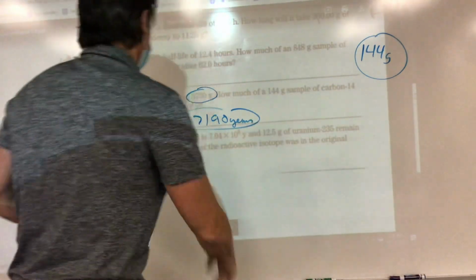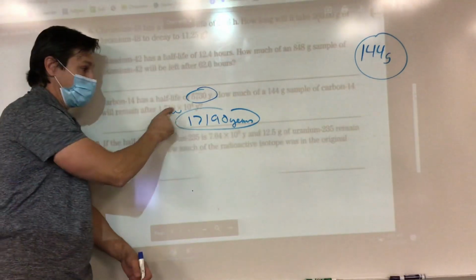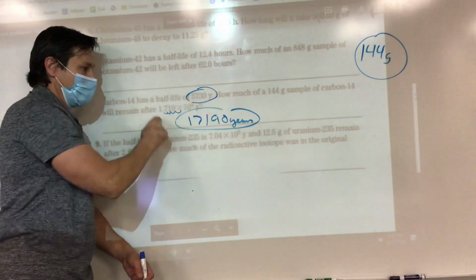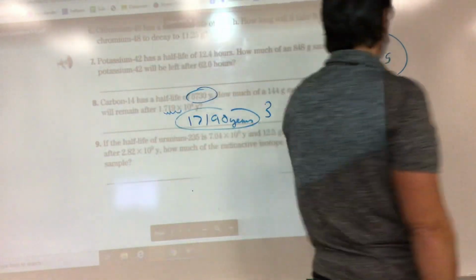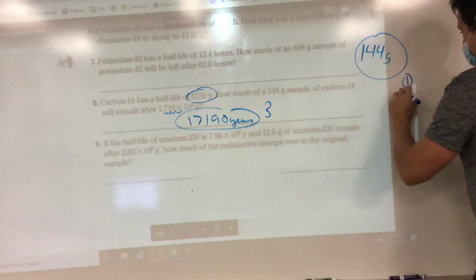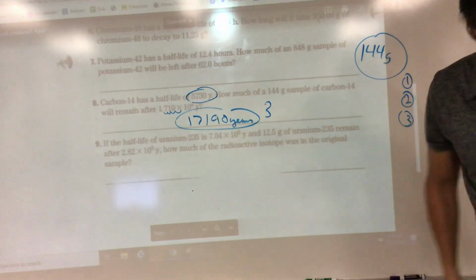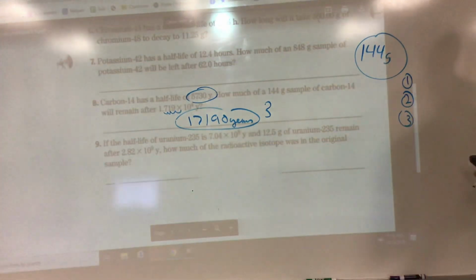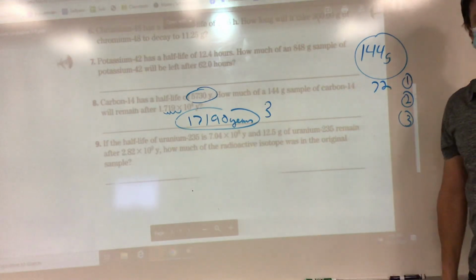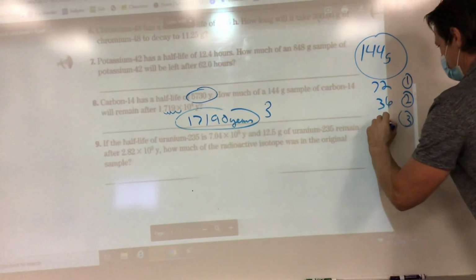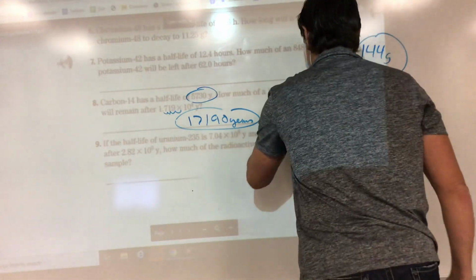Okay, so that into that. Everybody see where I got 17,190? I just converted this into a whole number. Divide that into that. It should have come out to be 3. So I'm just going to divide 144 3 times, because that's what I wanted to know. How much is left after this time frame? So half of 144 was what, 72? Is that right? Yeah. And then half of 72 is 36. And then half of 36 should be 18. Is that right? Yeah. So the answer was 18 grams.